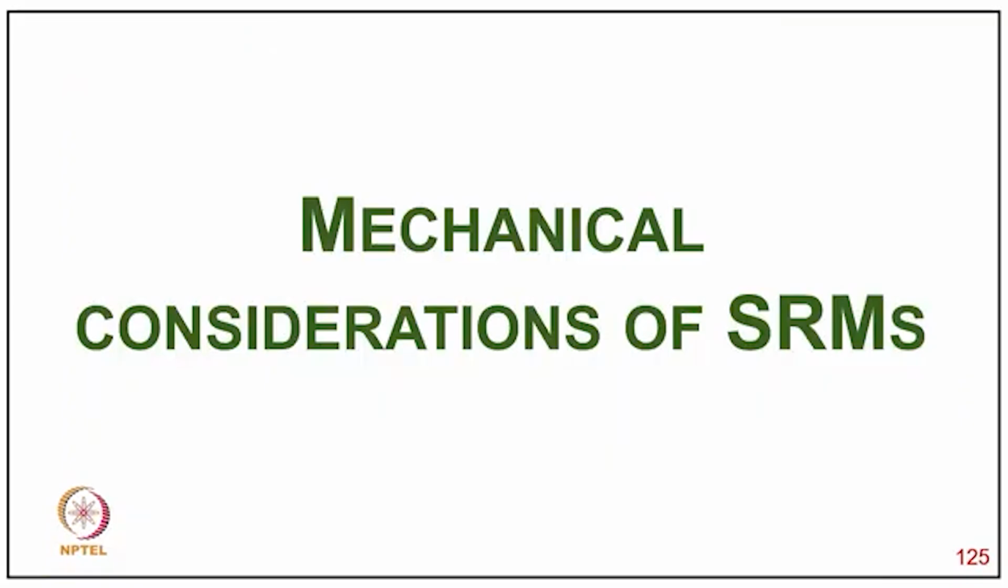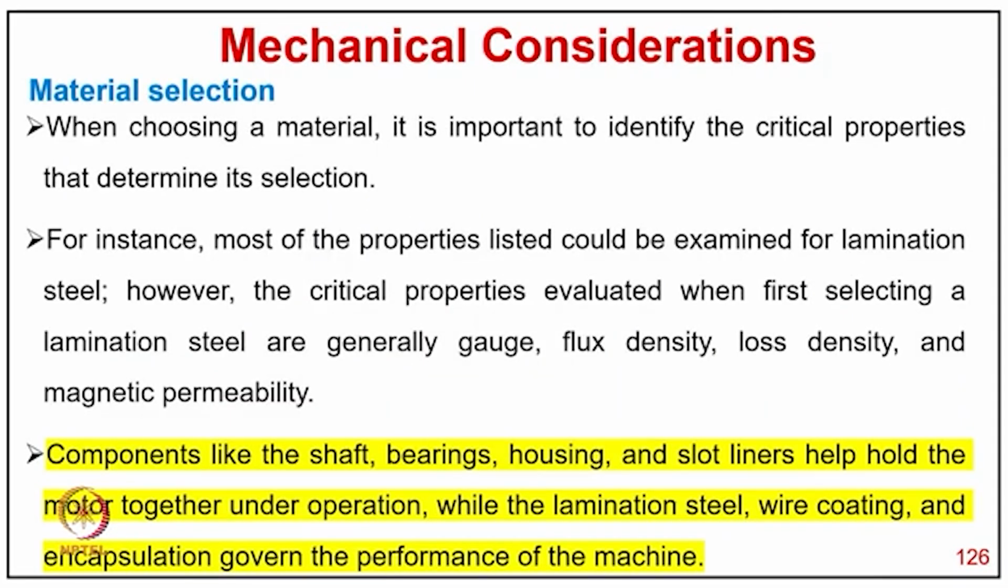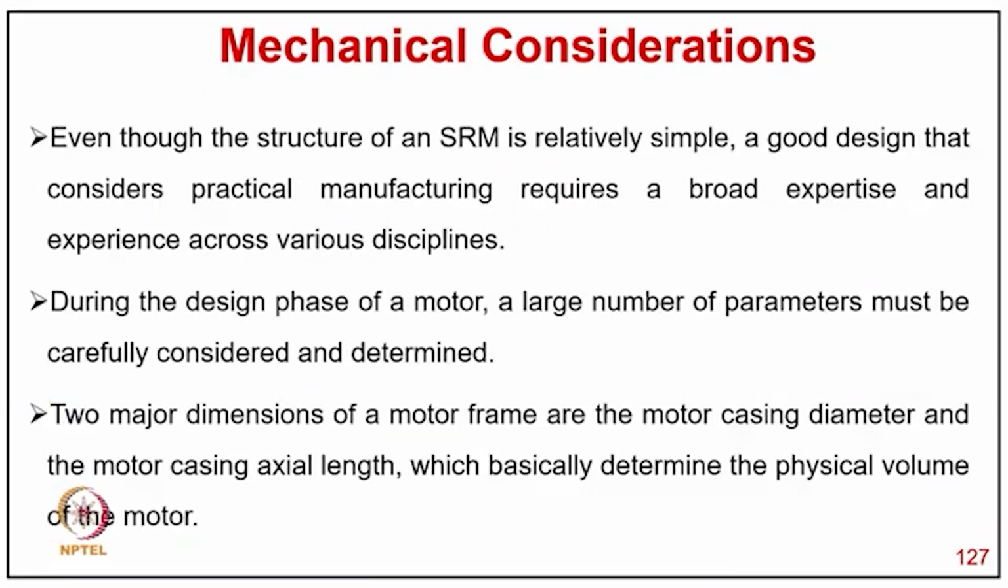Now coming to mechanical considerations of the reluctance motor. Typically for mechanical consideration, first is the material selection. When choosing a material, it is important to identify the critical properties that determine its selection. So for instance, most of the properties listed could be examined for laminated steel. However, the critical properties evaluated when first selecting a lamination steel are generally gauge, stack density, loss density, and magnetic permeability. And components like shaft, bearing, housing, and slot liners help hold the motor together under operation, while the lamination, wire coating, and the specification govern the performance of the machine.